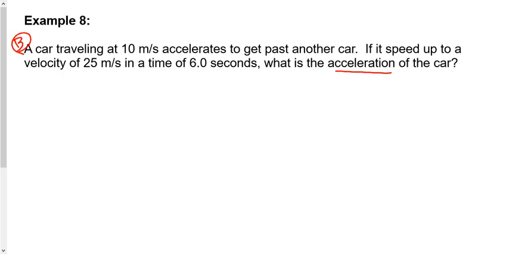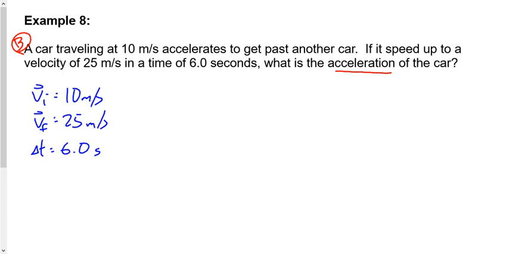I'm going to use one of those acceleration equations that I just learned about. Let's write down my givens, and then let's see which one seems to fit the best. A car traveling at 10 meters per second, that's going to be my initial velocity. This is what it's going when this problem starts. It speeds up to a velocity of 25. That's going to be my final velocity. That's how fast it's moving at the end of the problem. In a time of 6 seconds, we're going to say delta t, the time interval, is 6 seconds. We want to find the acceleration. VI, VF, T, and A.